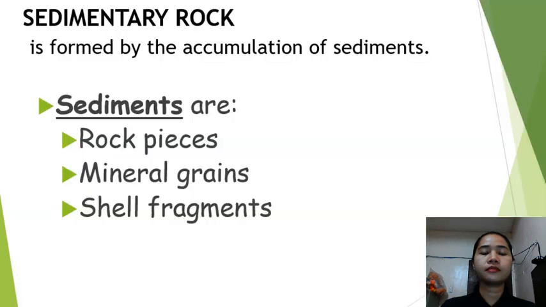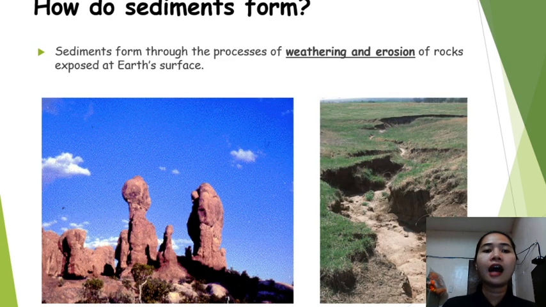Next, the second type of rocks is sedimentary rocks. Sedimentary rock is formed by the accumulation of sediments. Sediments are rock pieces, mineral grains, and shell fragments. Next, how do sediments form? Sediments form through the processes of weathering and erosion of rocks exposed at the Earth's surface. This is the structure of weathering, and beside it is erosion.